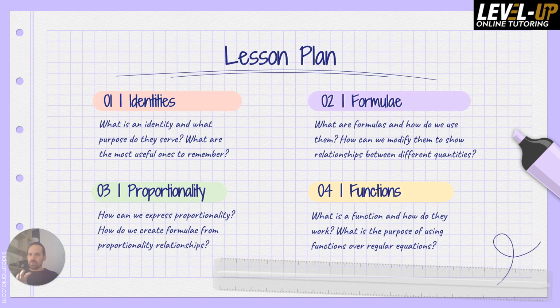Then proportionality. We've seen this before, just with numbers. We're looking at it now in algebra. So when we have a proportionality, how can we then form an equation from that proportionality? And then finally, functions, which is another way of showing an equation specifically in terms of input, output. When we put an input into this equation, what is the output? And why do we use this way of expressing an equation? What are the uses of that?